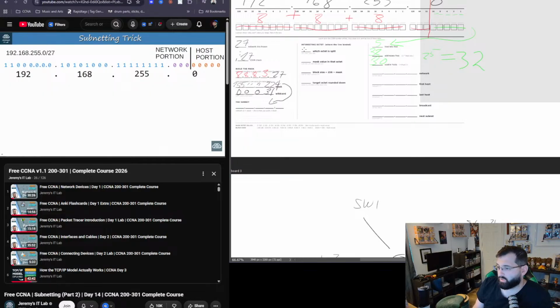So the octet that we split was the 4th octet. The masked value in that octet is 224. So then we have 256 subtract 224, which is 32. Did I do that correctly?